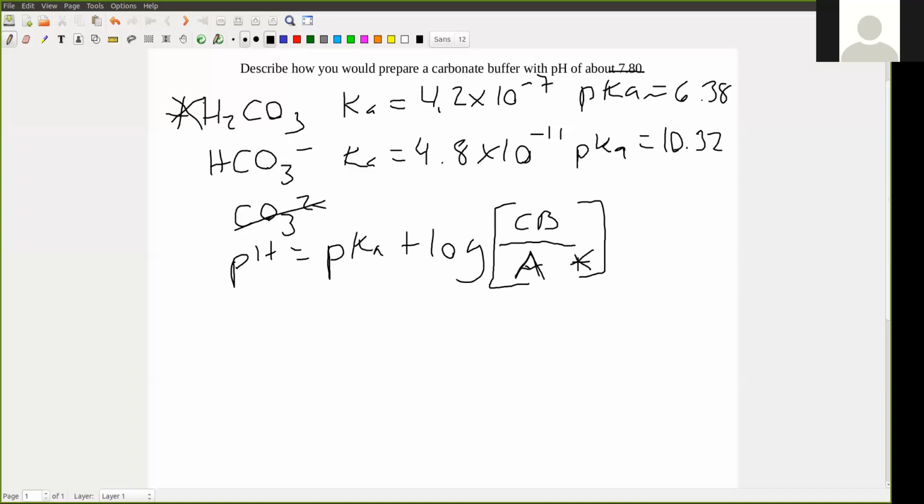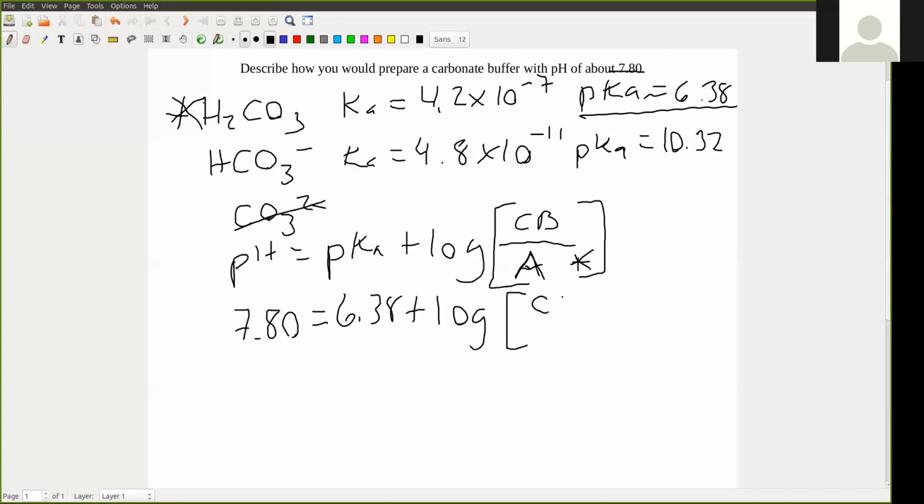Okay? So in this case, we know several things. We know that the pH that we're trying to get is 7.80. And we know that the pKa of our acid is 6.38. But we don't know what the ratio between our conjugate base and acid is. Remembering that the acid is H2CO3, the conjugate base would be HCO3 minus. So this is our acid, let's put that in red. This is our acid, and this is our conjugate base.